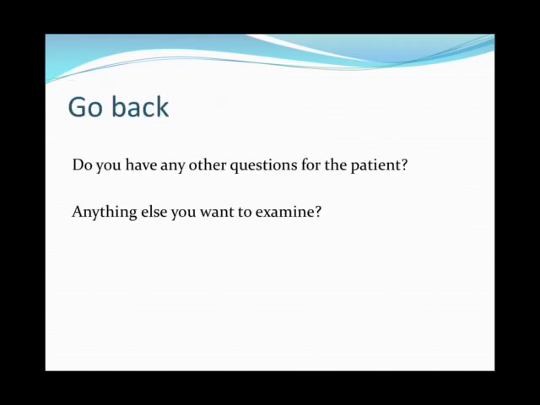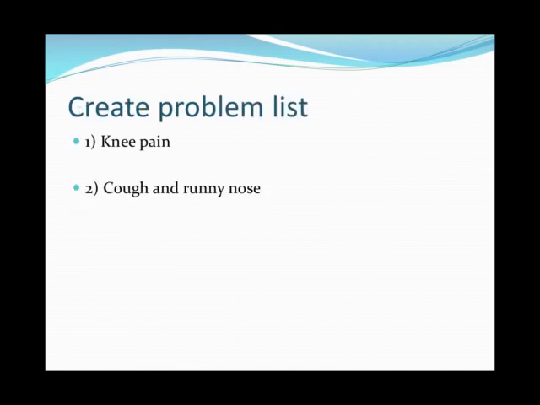Any other thing else we want to examine. If we didn't do all the different anterior, posterior drawer tests, the meniscal signs, the McMurray's test, if we didn't do all of these things, we probably have to go back and do it at this point. So at this point, we can create a problem list.